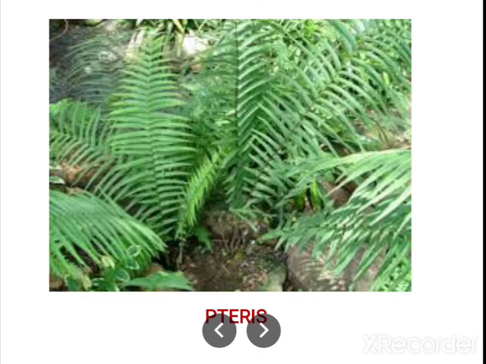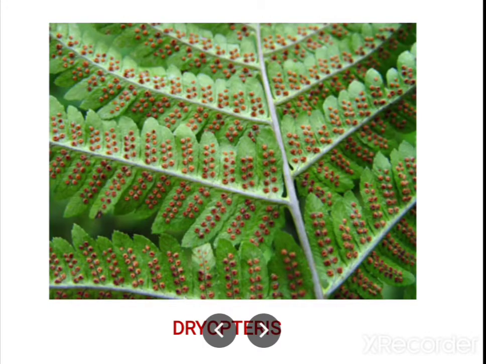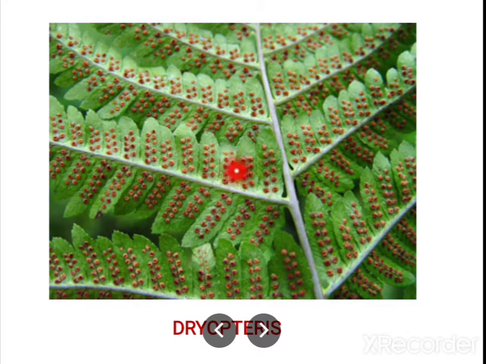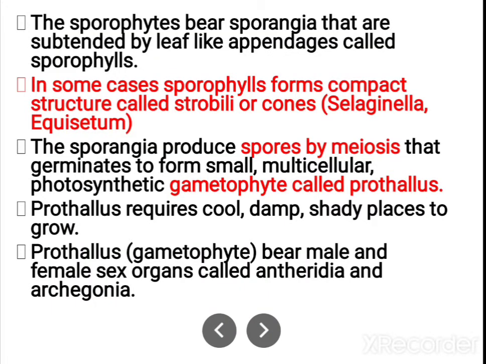So this is Pteris, Dryopteris. Can you observe these are all spore producing structures? You can see them below the leaf. This is the upper side of the leaf. When you look at the lower side of the leaf, you can observe this type of spore bearing structures. In a mature fern, you can observe the spore bearing structures.